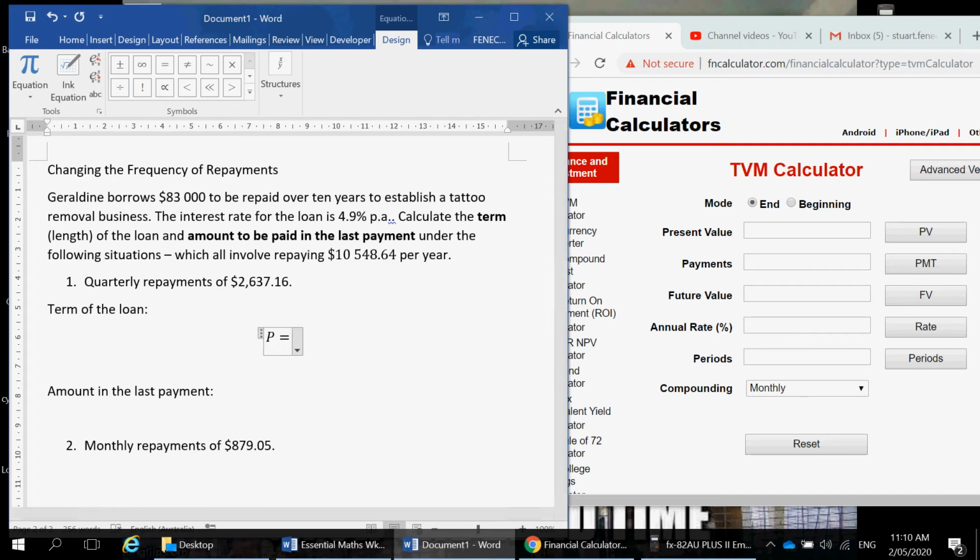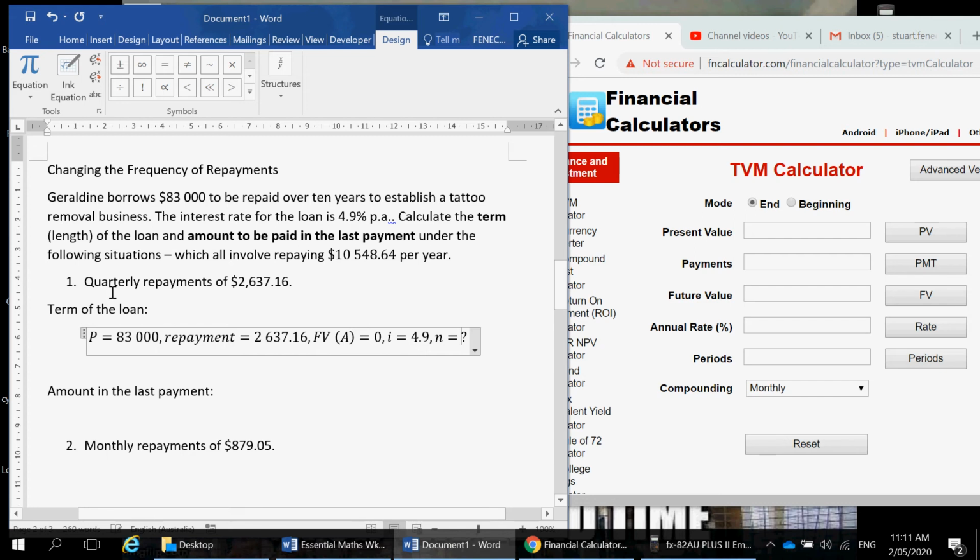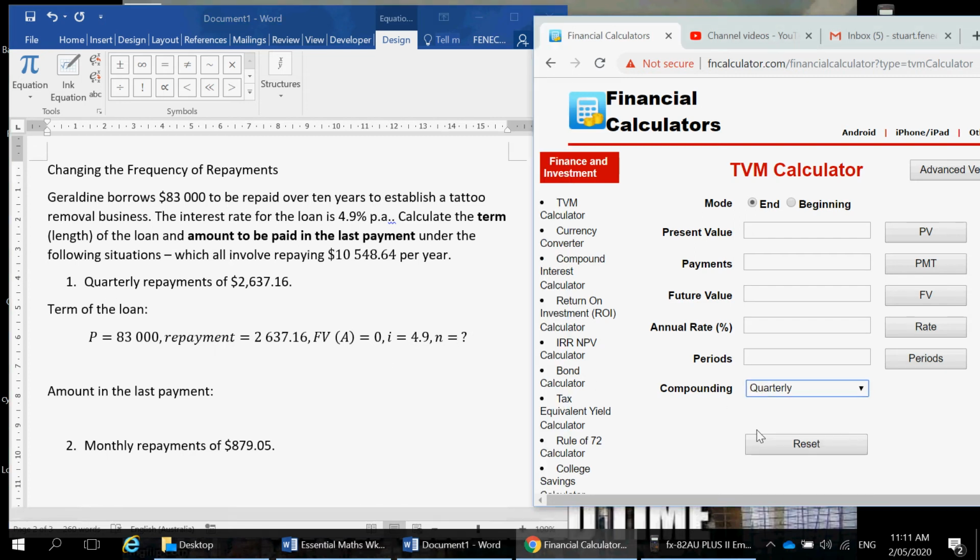So in this case, for the term of the loan, we start with present value, which is just P. In all cases, it was $83,000 borrowed. The repayment, it's given to us here. It said quarterly repayments of $2,637.16. And what else have we got? Future value, A. Well, to pay off the loan, at the end of the loan, no one owes anything, so your future value is zero. The rate, we can put it as a percentage per year, so it's just 4.9. It'll be the same in all scenarios. And we want to know how long it's going to take to pay off, which is actually N, the number of time periods. We've got to be careful in that this is the quarterly one, so I better change the compounding to quarterly or we'll have issues.